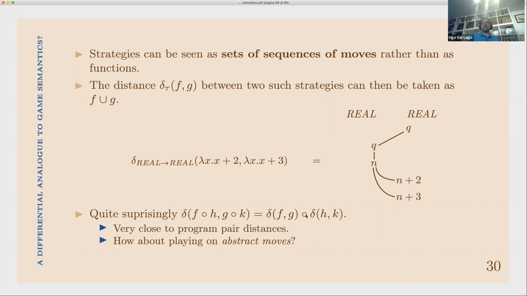The point is that this way you get something very close to a program pair distance, where program pair distance is the one I told you about a few slides ago. So you keep too much information if you do it. So we are currently trying to play with abstract moves. By abstract moves, what I mean is that, you know, here you don't necessarily play on one real number, but you play on an interval of real numbers. This way accounting for the non-determinism in an approximate way.